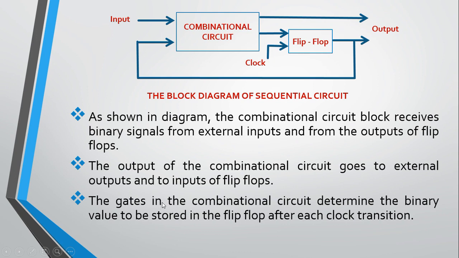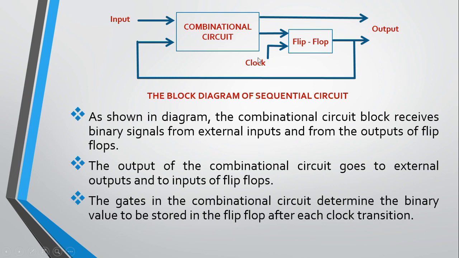The third point is what? The gates in a combinational circuit determine the binary value to be stored in the flip-flop after each clock transition. Each clock transition means what? Whatever input you apply is based on the combinational circuit only, right? And it is in the form of a binary value. This binary value you are able to store inside the flip-flop, which depends on a clock transition.